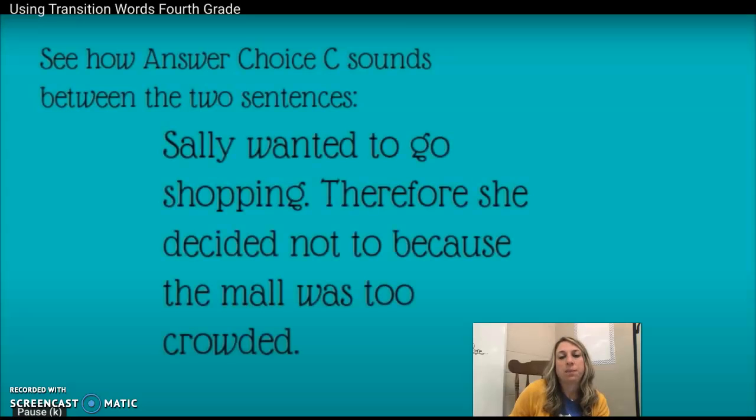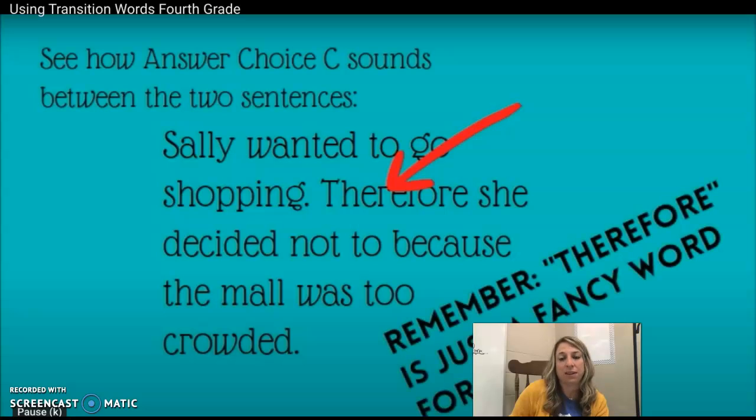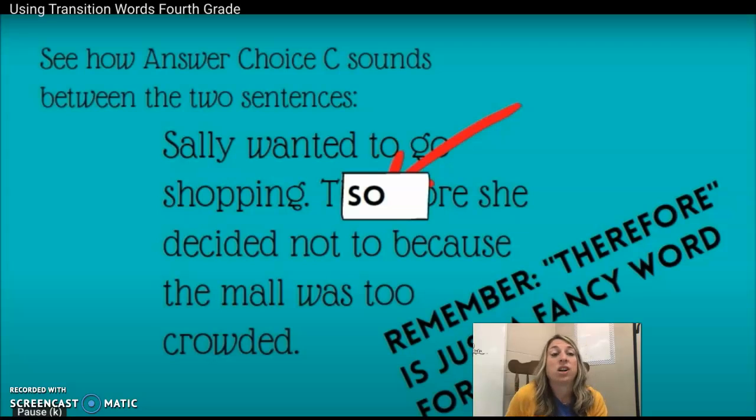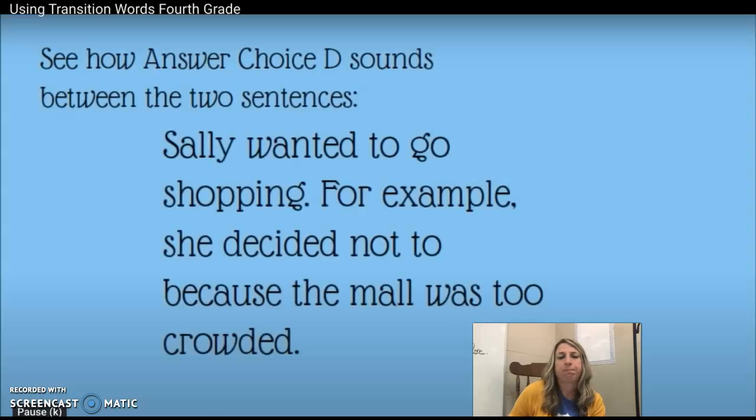Sally wanted to go shopping. Therefore, she decided not to because the mall was too crowded. It says, therefore is just a fancy word for so. So, she decided not to because the mall was too crowded. Sally wanted to go shopping. For example, she decided not to because the mall was too crowded. They're not giving me an example of somebody doing something.